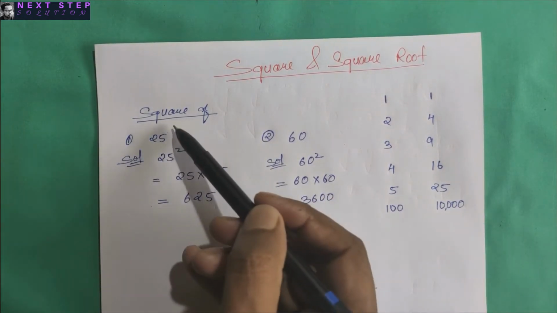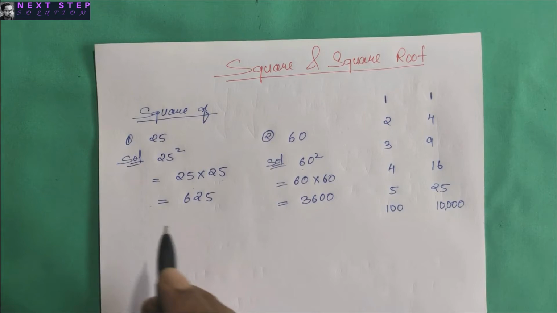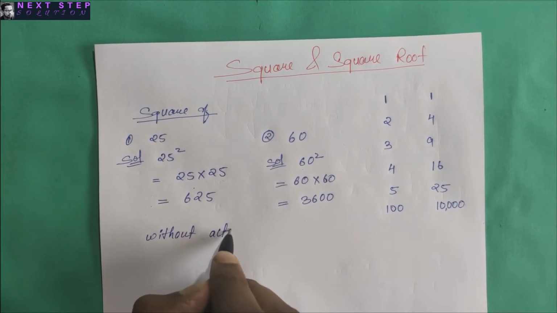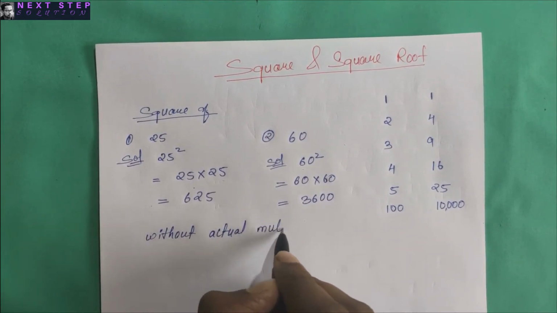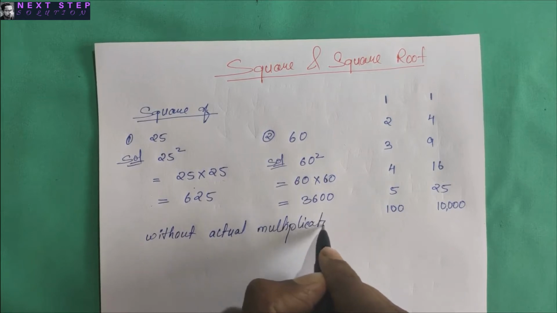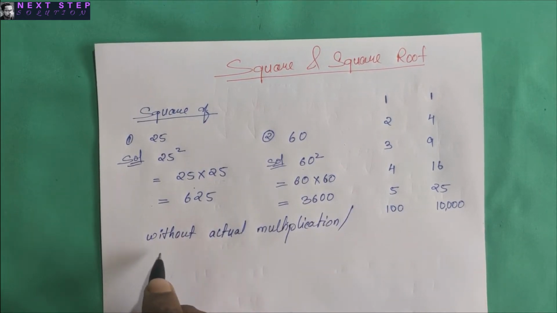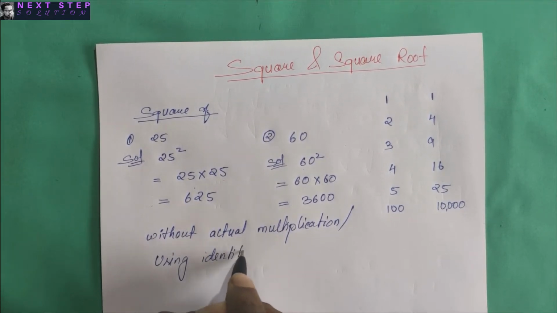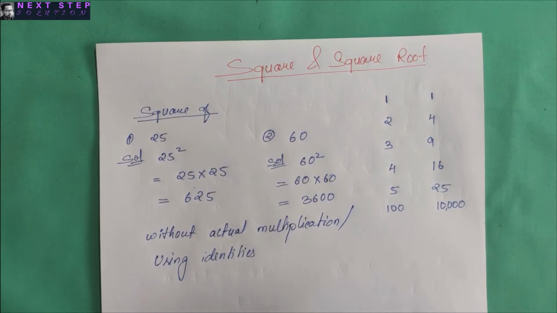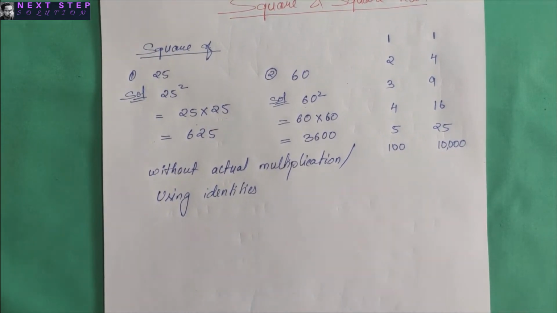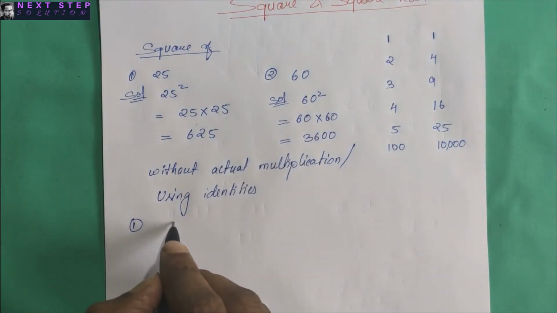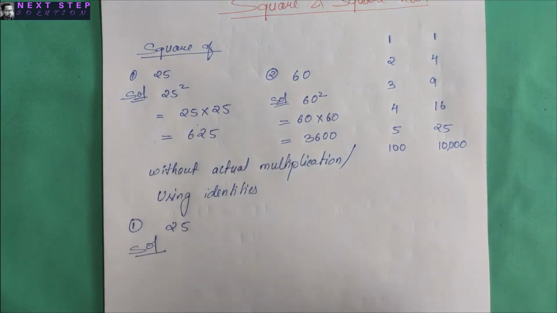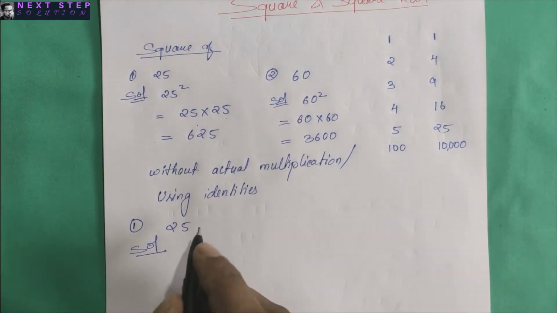Now, here we are simply multiplying to find the square, but the question can be without actual multiplication. Or they might also ask you using identities, find the square. Now let me solve the same question. Suppose the number is 25. We have to find the square of 25, but without actual multiplication, by using the formula.